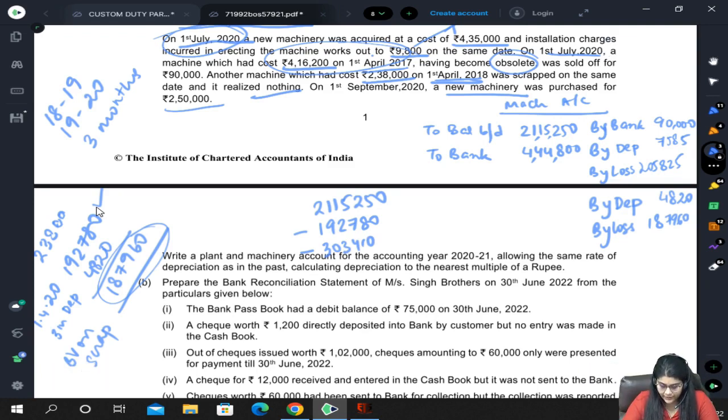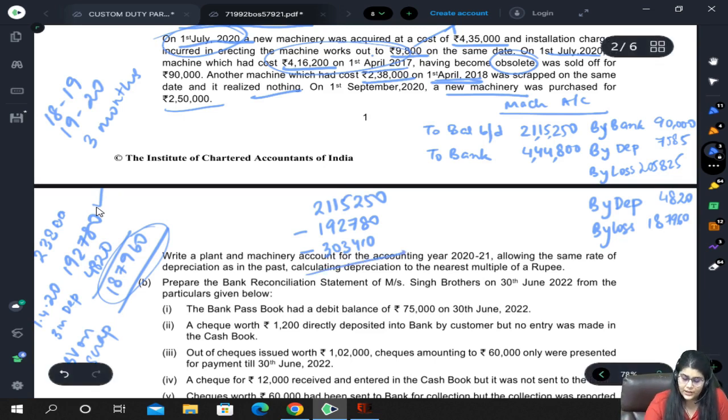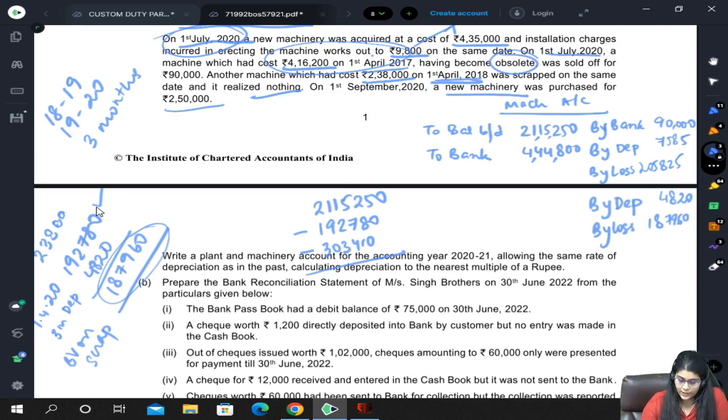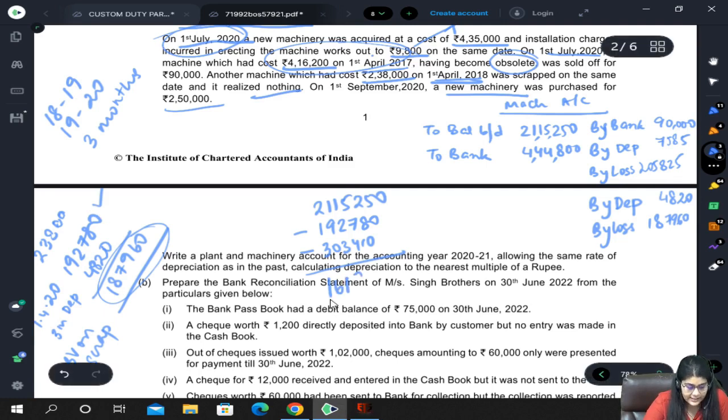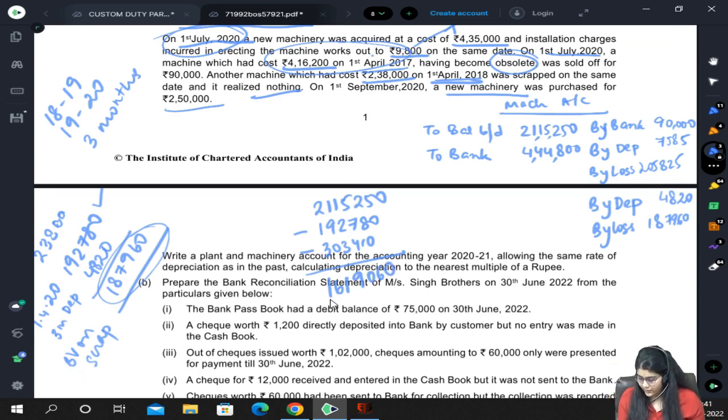205825 plus 7585 plus 90,000. Yes, 303410. So let's calculate how much this is coming to. 192,780 minus 2115250. So this is coming as 1619060.